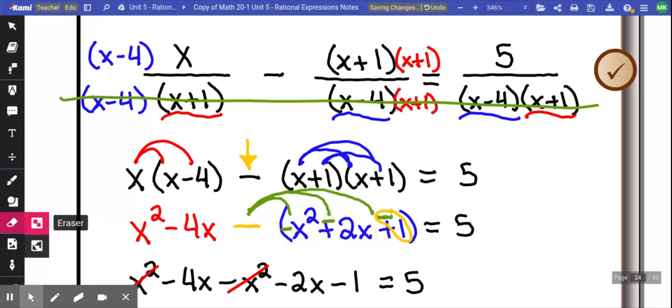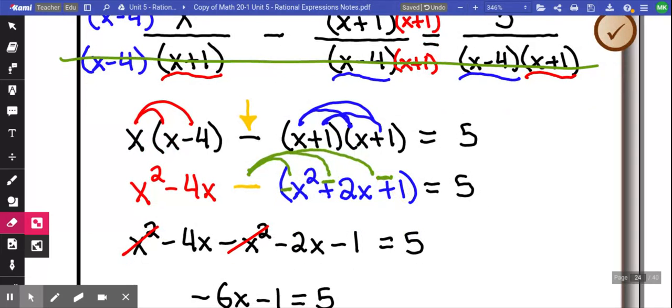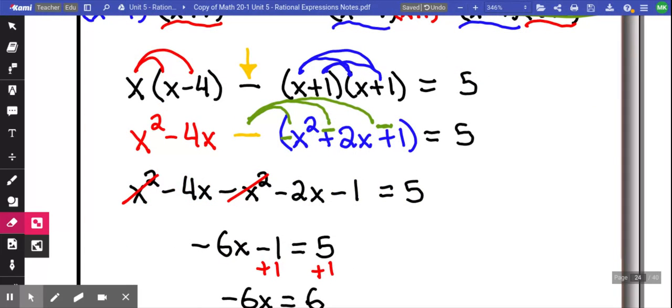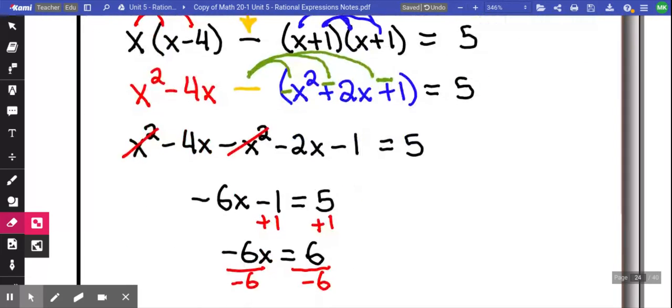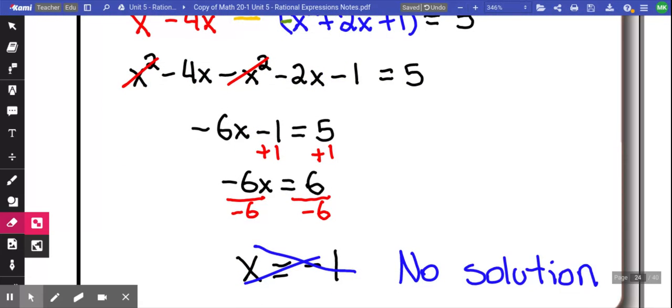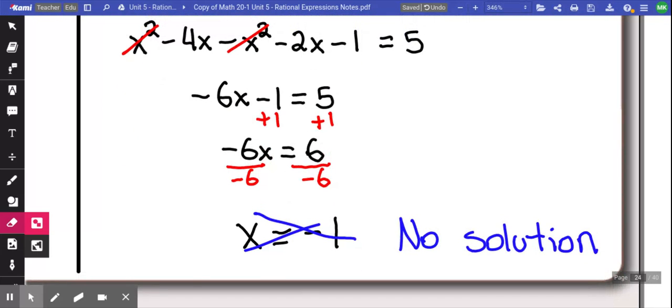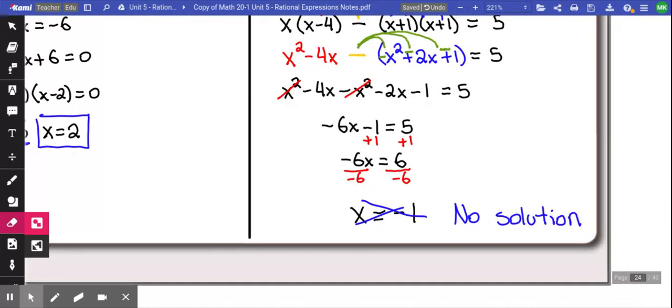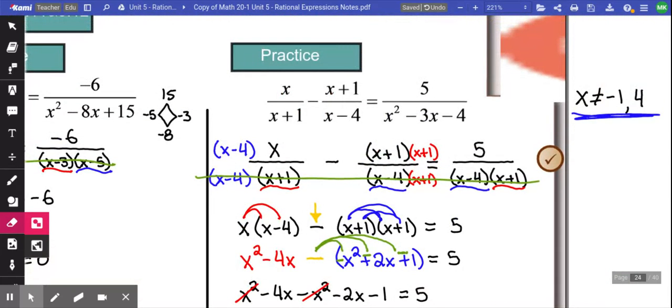Awesome. Then I realized I had a quadratic. I had collected my like terms. The x squares canceled out. So now I actually had a linear equation. I moved the 1 over. I divided by negative 6. And I got x equals negative 1, which is a contradiction to what we had up here as our NPVs.